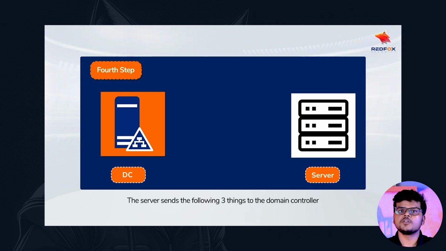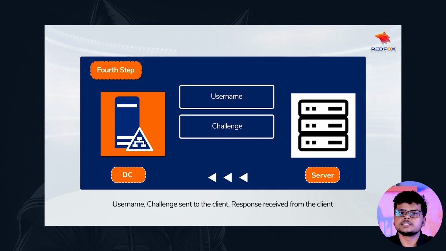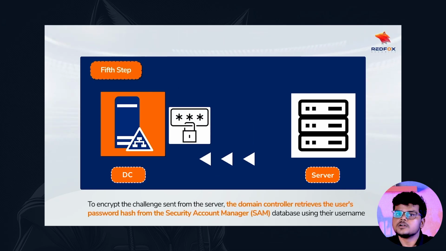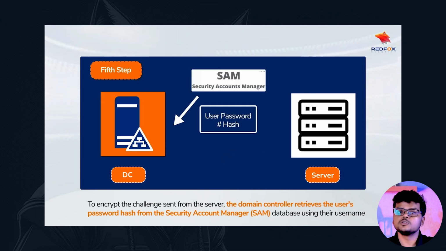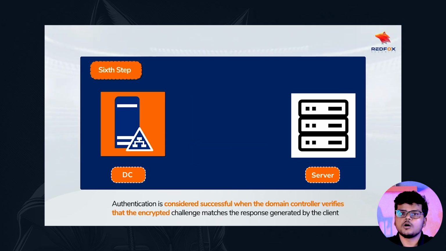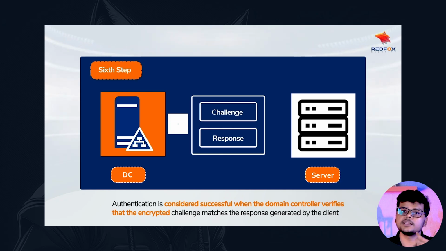The server sends the following three things to the domain controller: username, challenge sent to the client, and response received from the client. To encrypt the challenge sent to the client, the domain controller retrieves the user's password hash from the Security Account Manager database using their username. The password hash obtained from the database is then utilized for the encryption process. Authentication is considered successful when the domain controller verifies that the encrypted challenge matches the response generated by the client.